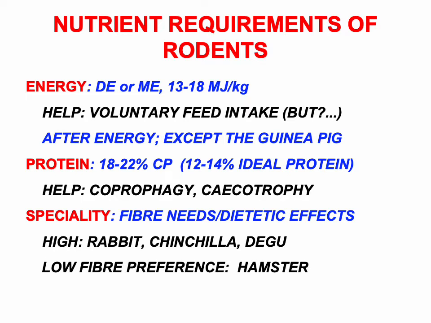As a specialty, the fiber needs are different. Some fiber is obligatory because of the dietetic effects of the dietary fiber, but it is extremely different. High fiber needs can be found in rabbit, chinchilla, and degu, and of course the horse, and low fiber preference can be found in case of the hamster.